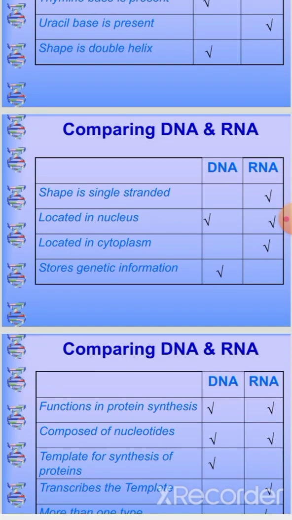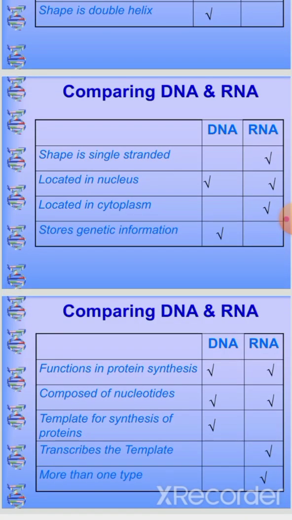Stores genetic information: DNA, not RNA. Function in protein synthesis: DNA and RNA both have a protein synthesis function. Composed of nucleotides: both DNA and RNA. Template for synthesis of protein: DNA, not RNA. Transcribes the template: RNA, not DNA. More than one type: RNA, not DNA.